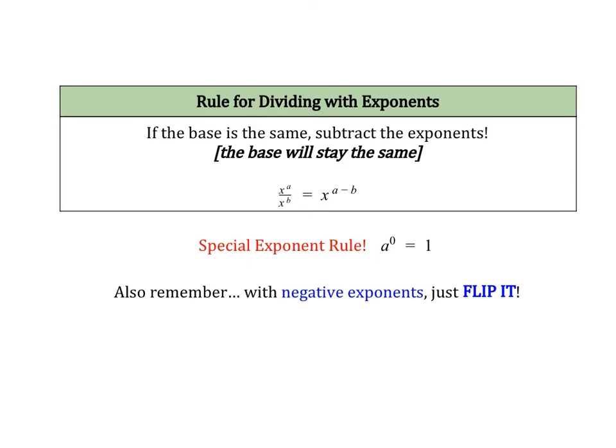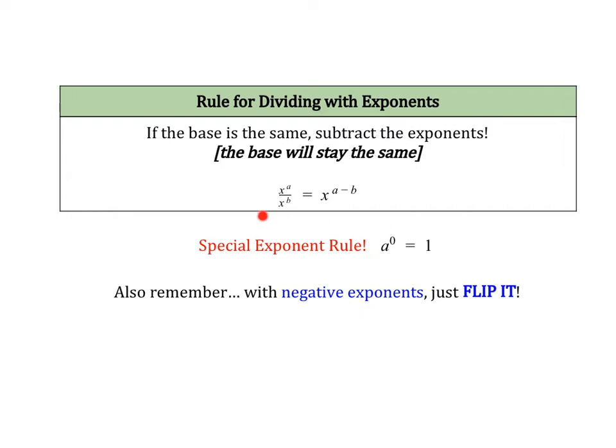So just to generalize what we just said, the rule for dividing with exponents is if the base is the same, subtract the exponents. And the base will always stay the same. So x to the power of a divided by x to the power of b is just x, same base, to the power of a minus b. We're just going to subtract the exponents.